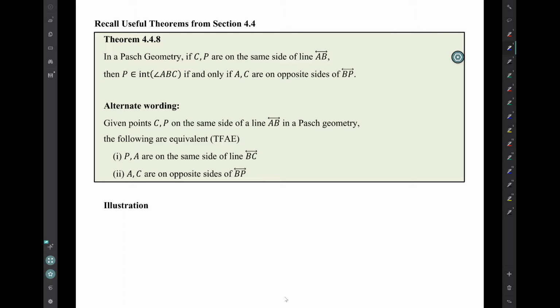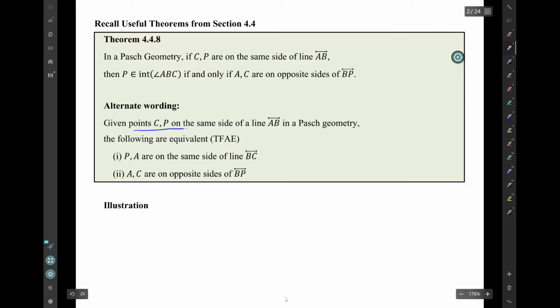them. So the first theorem is Theorem 4.4.8. It says, in a past geometry, if points C and P are on the same side of a line AB, then P is in the interior of angle ABC if and only if A and C are on opposite sides of line BP. Now, I prefer an alternate wording for this theorem.